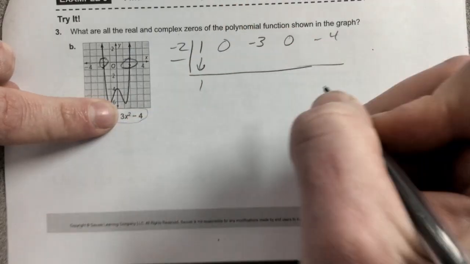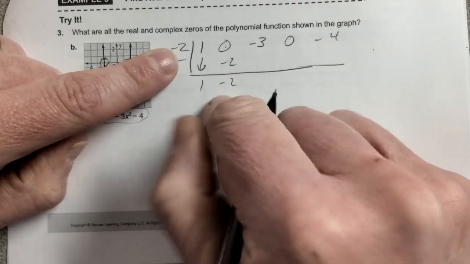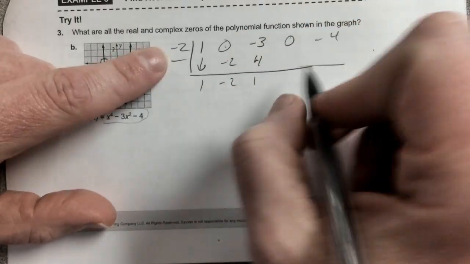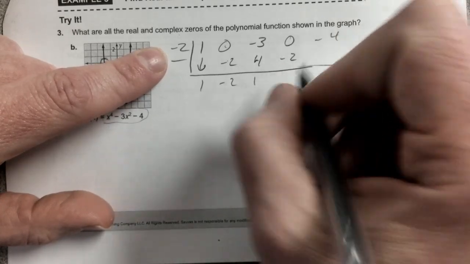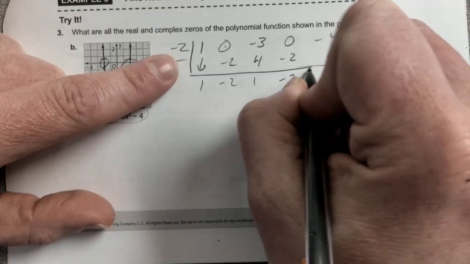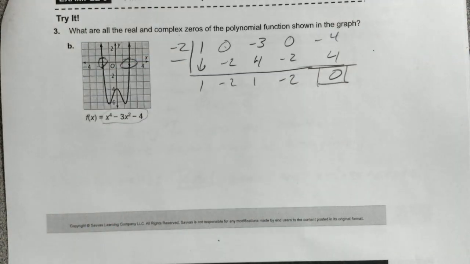Drop the 1. Negative 2 times 1 is negative 2. 0 plus negative 2 is negative 2. Negative 2 times negative 2 is 4. Negative 3 plus 4, we get a 1. Negative 2 times 1 is negative 2. And 0 and negative 2 is negative 2. Negative 2 times negative 2 is a positive 4. And negative 4 plus 4 is 0.